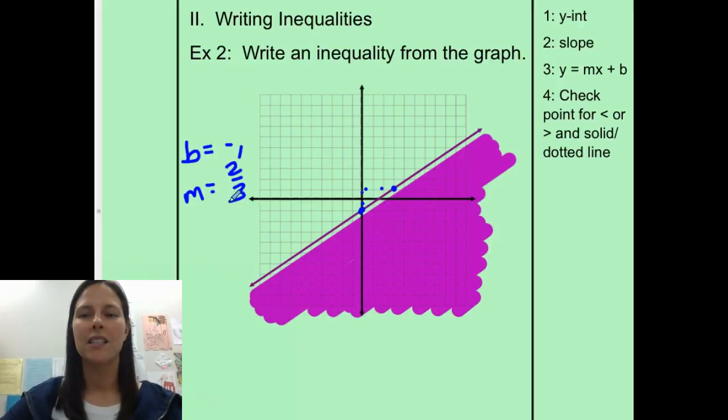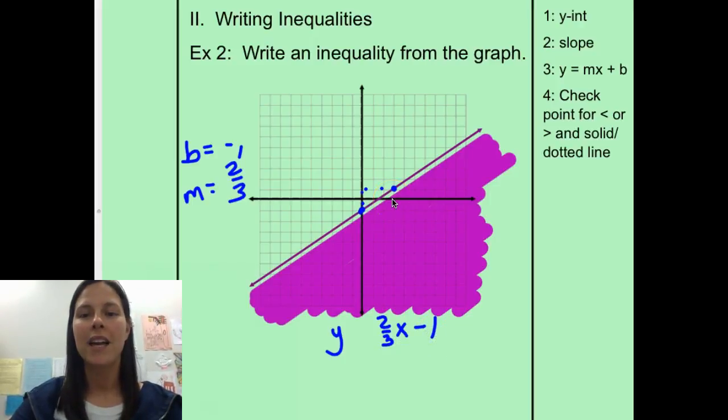I'm seeing a rise of 2 and a run of 3 for a slope of positive 2/3 because my line is rising. When I first set up the line, I'm going to leave the inequality symbol off because I'm not sure if it's going to be a greater than or a less than. And then I substitute in my 2/3 x minus 1.